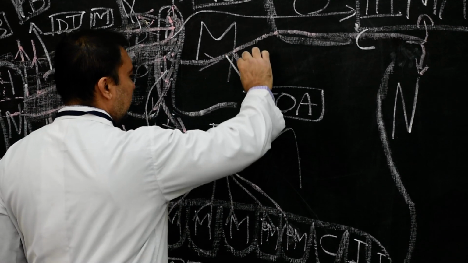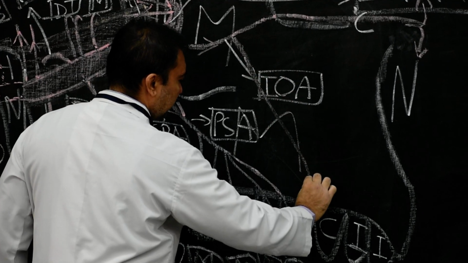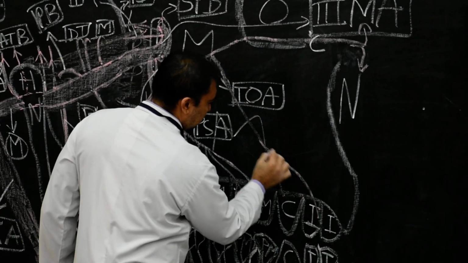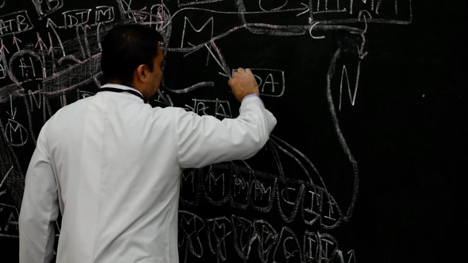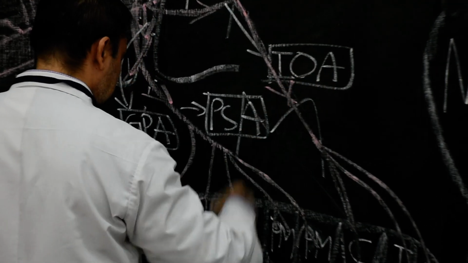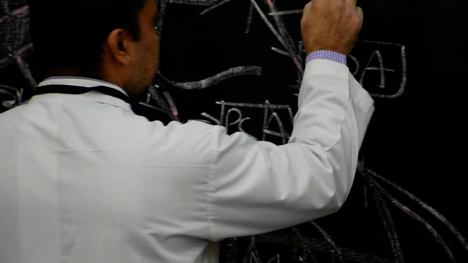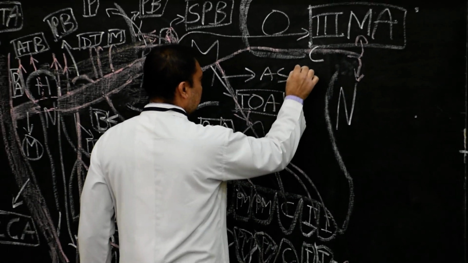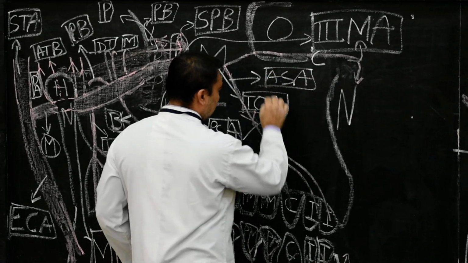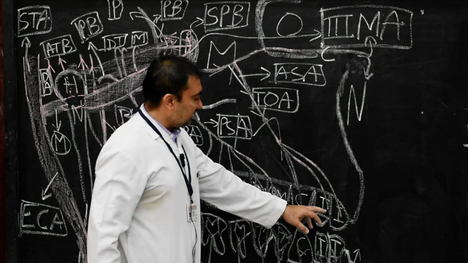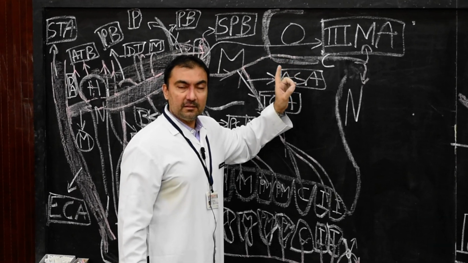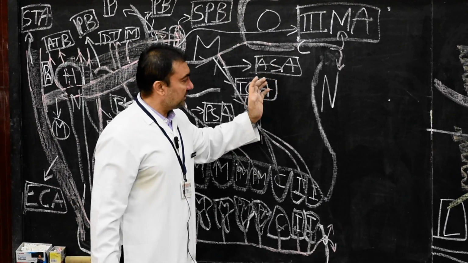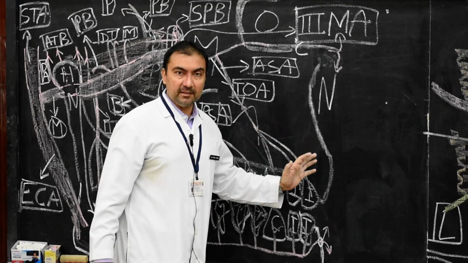This infraorbital artery will supply anterior superior alveolar branches, which will supply the upper incisors and canine. So we will mark this as the anterior superior alveolar artery, which will supply the canine and incisors of the upper teeth, and is a branch of the infraorbital artery. So with this, we now complete the maxillary artery.